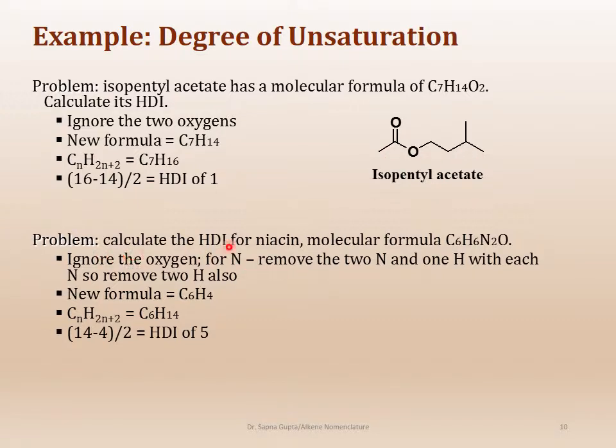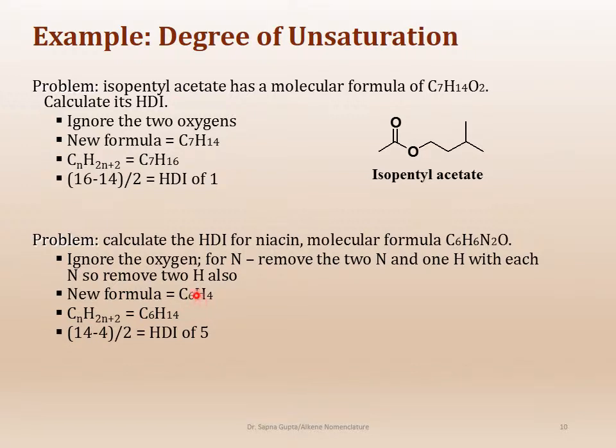The next one, calculate the HDI for niacin. And the molecular formula is C6H6N2O. Again, we're going to ignore the oxygen, because oxygen just fits in, as we just said. For nitrogen, we have to remove the two nitrogens, and remember, one hydrogen goes with each nitrogen. So if we are removing two nitrogens, we also have to remove two hydrogens with it. So when we do that, our new formula is then C6H4.